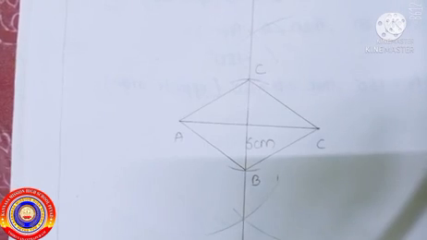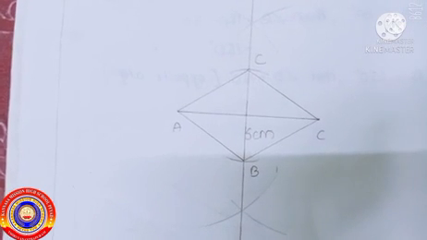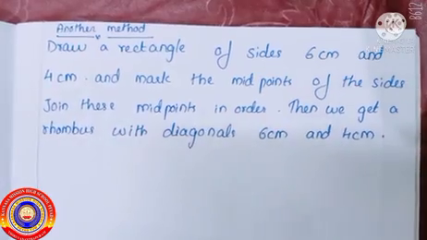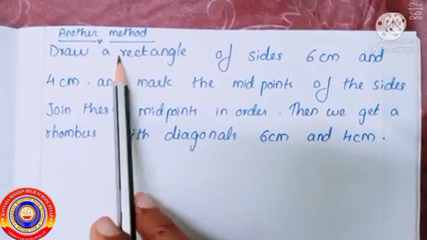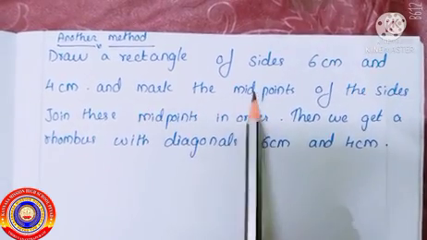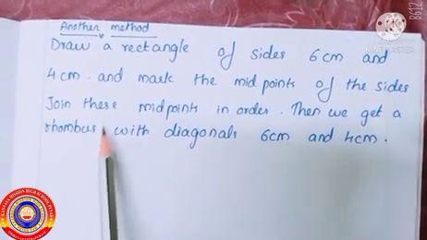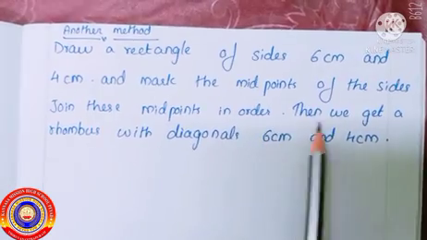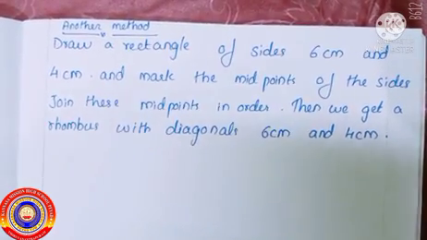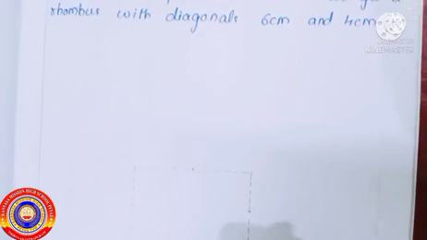Now we got the required rhombus. We can draw this in another way also. That is, draw a rectangle of sides 6 cm and 4 cm, mark the midpoints of the sides and join these midpoints in order. Then we get the rhombus with the diagonals 6 cm and 4 cm.